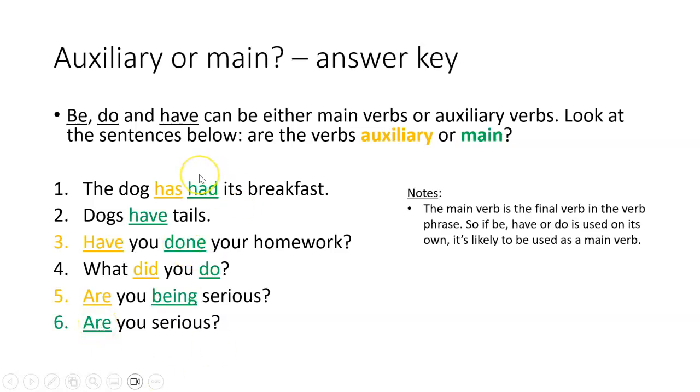What we see is there are patterns. Again, if you just study the answer keys and study sample sentences or questions, you begin to see the pattern, right? The main verb is usually the final one. It's usually the last one in the verb phrase, like we see with number 1, number 3, number 4, number 5. And if be, do, or have is on its own, like in number 6, it's likely to be the main verb. That's the only option.